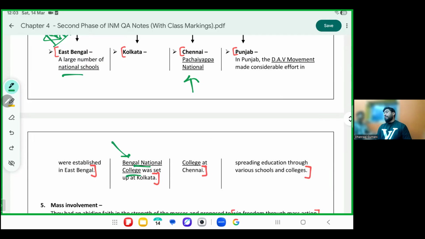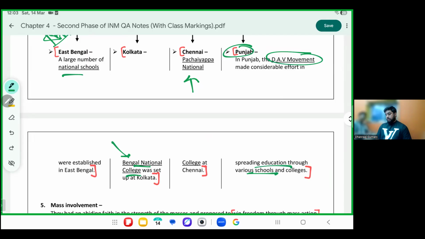Chennai, Pachayappa National College. And Punjab, which is very famous today also, the DAV movement in Punjab. The DAV movement in Punjab has grown very big. These were those which started their own schools and colleges.